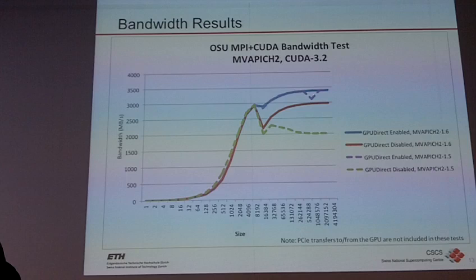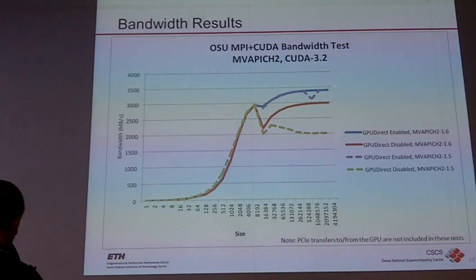I asked Jeff what this dip is for, and we don't know why it dips here slightly. Maybe some kind of buffering issue. The interesting thing is, after we tried the newer version, 1.6, which was fairly recent, about a couple of weeks ago, the GPUDirect enabled one, which is the blue one here, really didn't change except this dip was improved. But the interesting part was GPUDirect disabled improved quite a bit, especially after message sizes of 8 kilobytes.